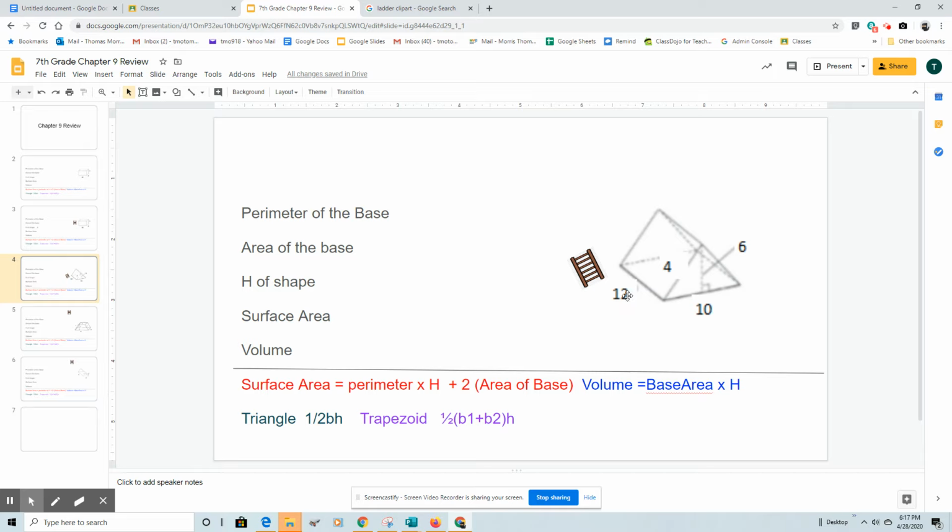Another way to look at it is the height of my shape is not connected to the base. So the base height is right here. The height of my shape is not on the base, it's coming off the base. So the little h is right here. My capital H is the height of my shape. It's separate from my base.